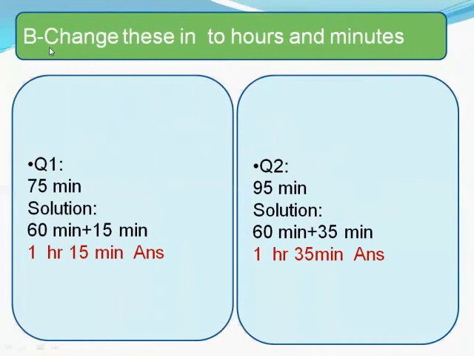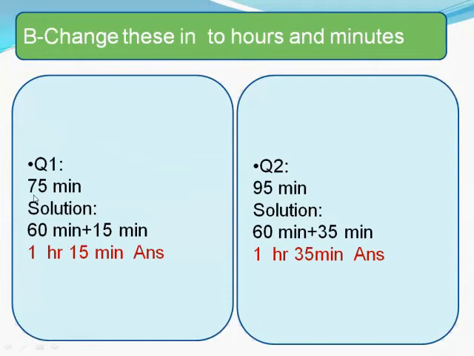Now exercise number B: change these into hours and minutes. It means we change our values into both hours and minutes. Now move to question number 1. 75 minutes. The value is given only in the unit of minutes. Now break up this 75 into 60 minutes plus 15 minutes.